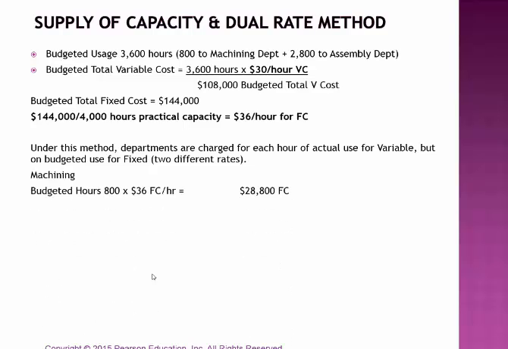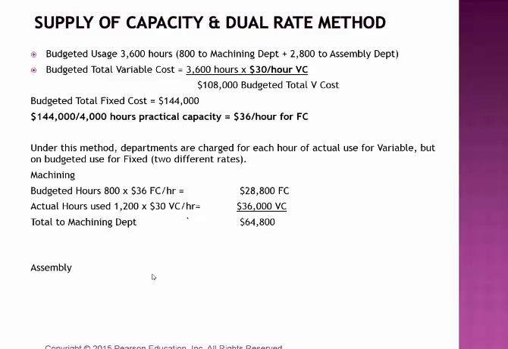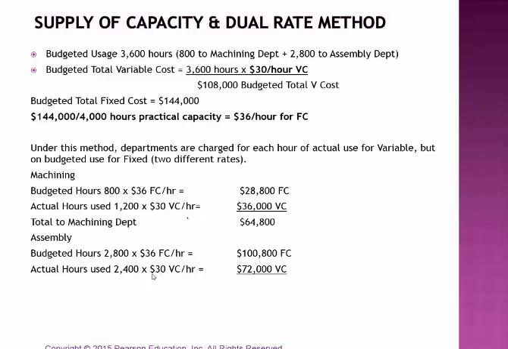Alright, so machining, 800 at 36 for the fixed gets 28,800. Actual hours used times the variable cost equals 36,000. Total to the machining department, 64,800. And then what about our assembly department? They have 2,800 budgeted hours at the 36 fixed, gives us 100,800. And then our variable cost, we had 2,400 actual hours at $30 per hour to give us 72,000, giving us a total of 172,800.